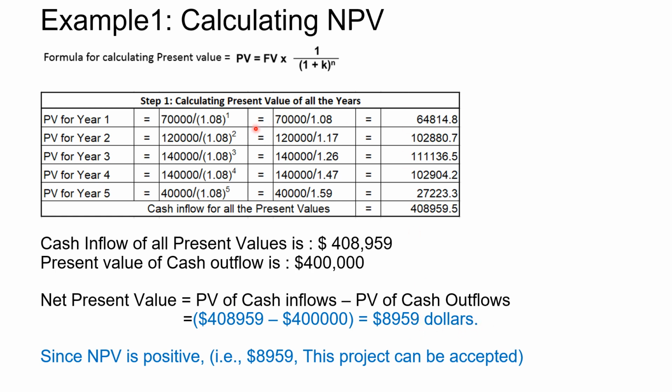As I said, we have to calculate the present value for each year and sum up all those, and then the outflow is already given in the question, that is 4 lakh. So the present value of cash inflow minus the cash outflow gives us $8959. It is positive, so we can accept the project.